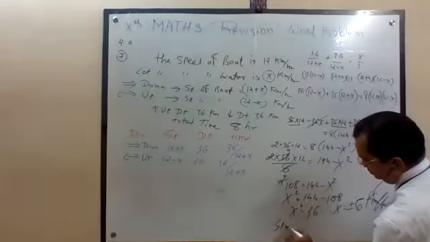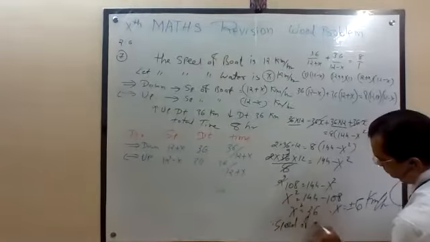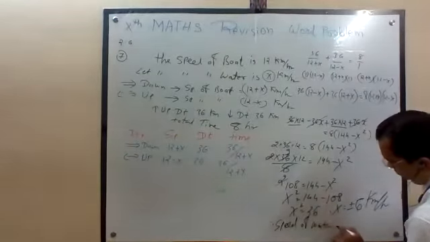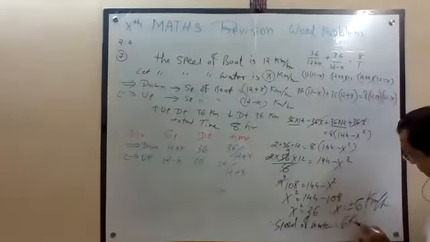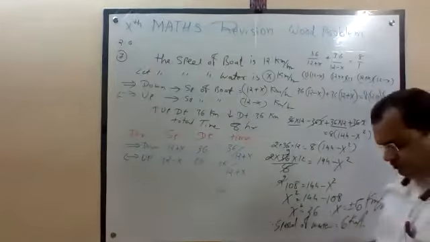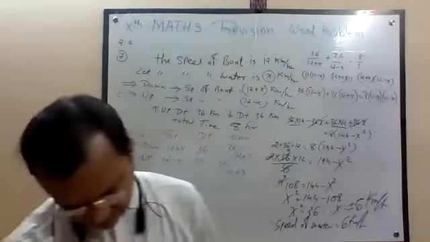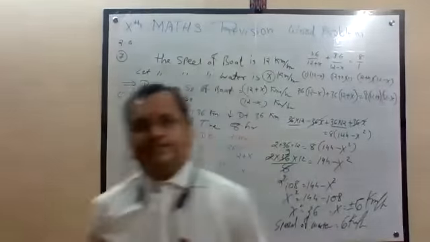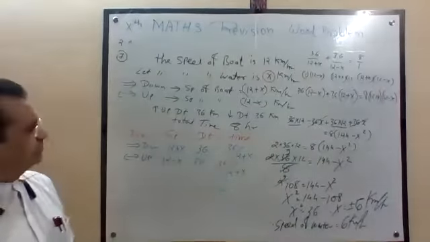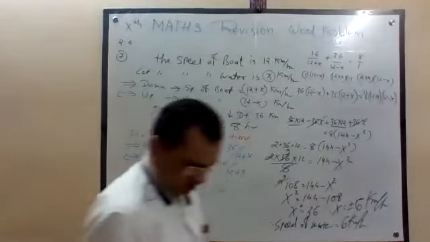Therefore, the speed of water is 6 kilometer per hour. Any question, then you can ask. Correct. Next.